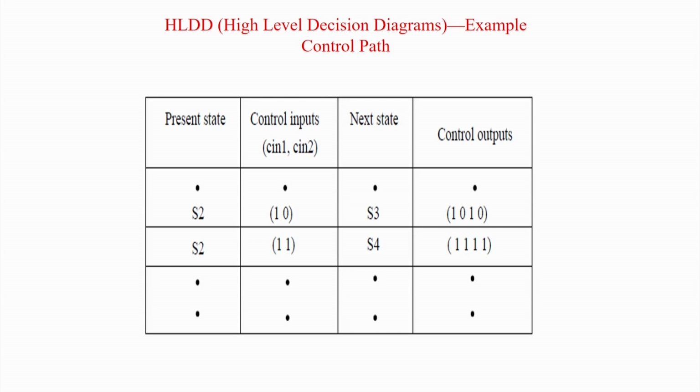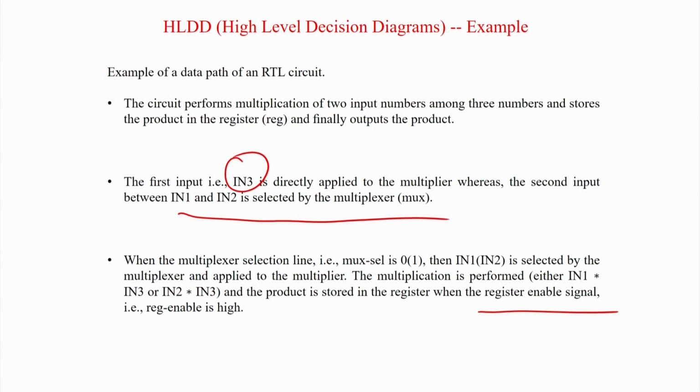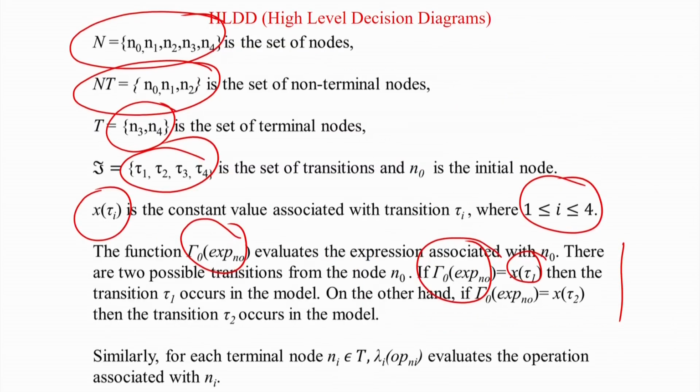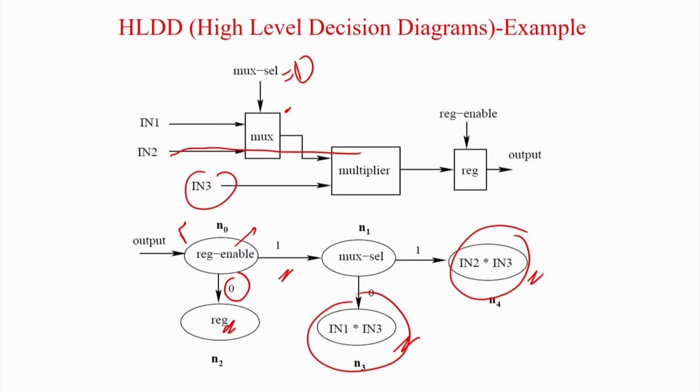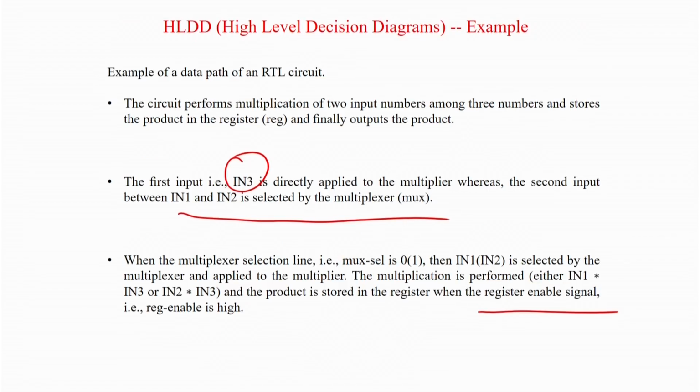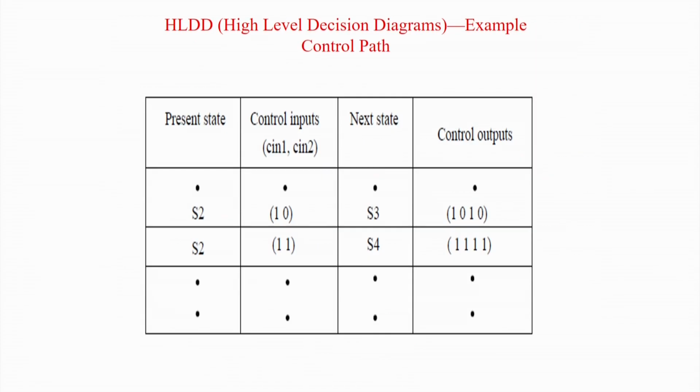Just before I close, this was about the data path, because when we talked about testing, we know that the data path is very difficult to handle, because 32-bit, 64-bit widths keep growing. But similarly there is also a control path. The control path can also be very easily modeled using BDD or HLDD, because if you have a circuit, modeling one part as BDD and the other part as HLDD does not look good.